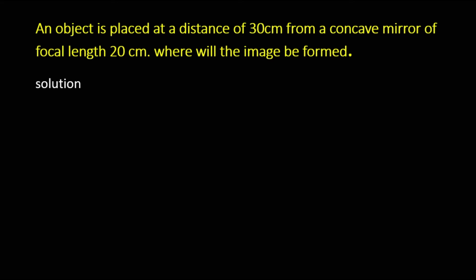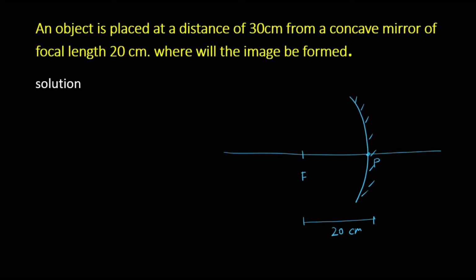So we have to make a concave mirror. Suppose this is a concave mirror. This is the principal axis and this point is the pole. Here in the question, the object is placed at a distance of 30 cm from a concave mirror of focal length 20 cm. So the focus is here, suppose. So we have FP, this is 20 cm. We can write here FP is 20 cm.